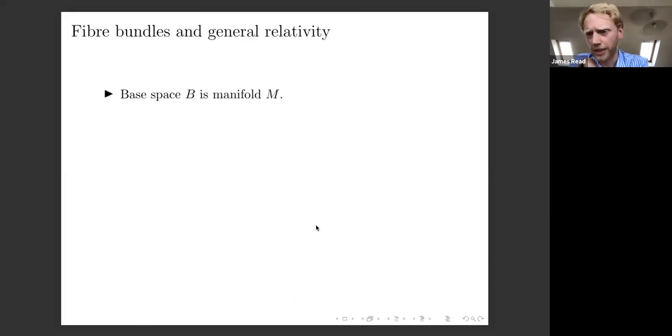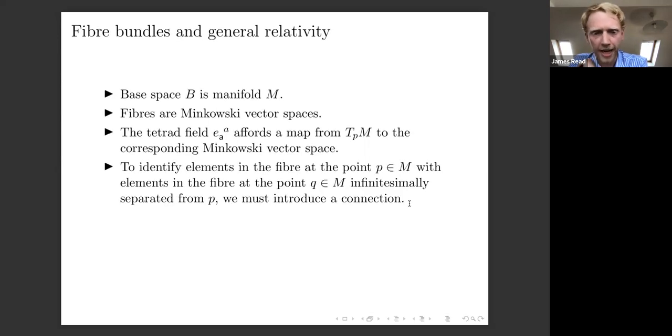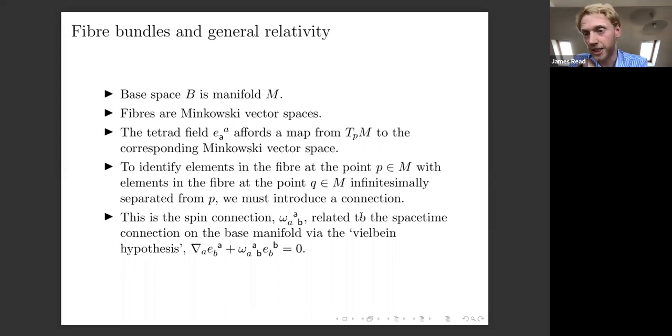So how does this look in general relativity? Well, let our base space be the manifold M. The fibers are going to be Minkowski vector spaces. The tetrad provides a map from the tangent space to the corresponding Minkowski vector space. And then to identify elements in a fiber at a point P with an element in a fiber at some point Q, which is infinitesimally close to it, I've got to introduce a connection, which is known as the spin connection. And it's related to the space-time connection via this equation, which is known as the Vielbein hypothesis.